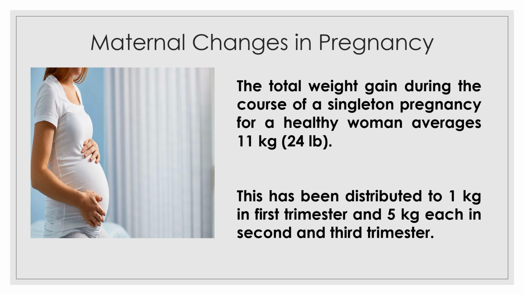Now the maternal changes in pregnancy. First change, as we all know, there will be weight gain of the mother. The total weight gain during the course of a singleton pregnancy, not twin, for a healthy woman averages around 11 kg. So 1 kg in the first trimester, the first 3 months, and 5 kg each in the second and third trimester.